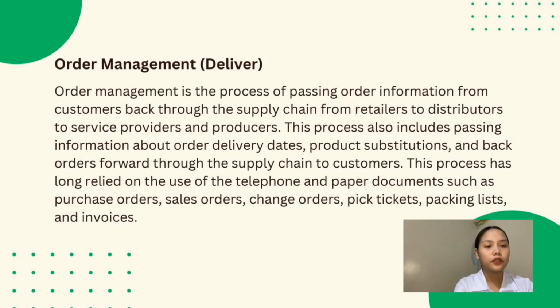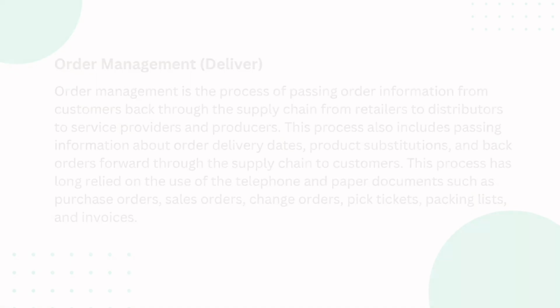Order management. Order management involves transferring order information from the customer through the supply chain, including retailer, distributor, and producer. It also communicates delivery dates, product substitutions, and back orders back to the customers. This process relied on phone calls and paper documents like purchase orders and invoices.